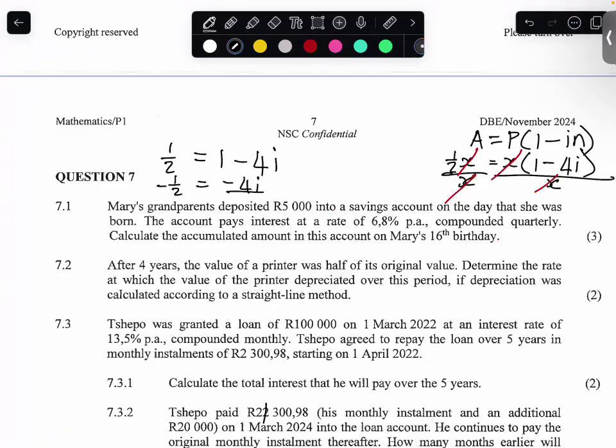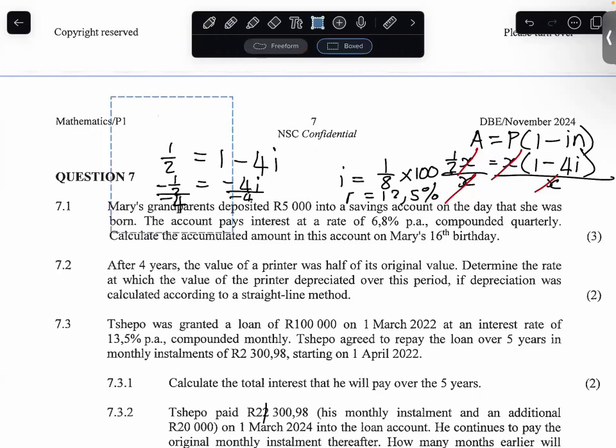Divide both sides by minus 4. Minus 4. That gives me I is equal to 1 over 8. And because it's an interest rate, you're going to multiply that by 100 to get it to be a percentage. And that means R, the interest, is equal to 12.5%. All right, that was that one. Super simple.